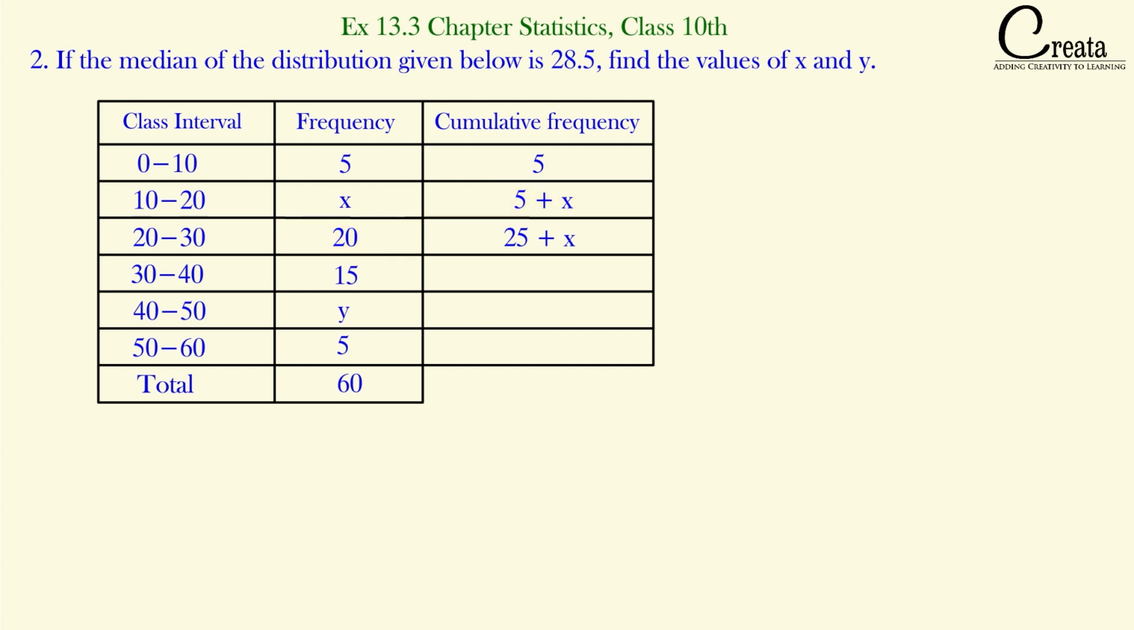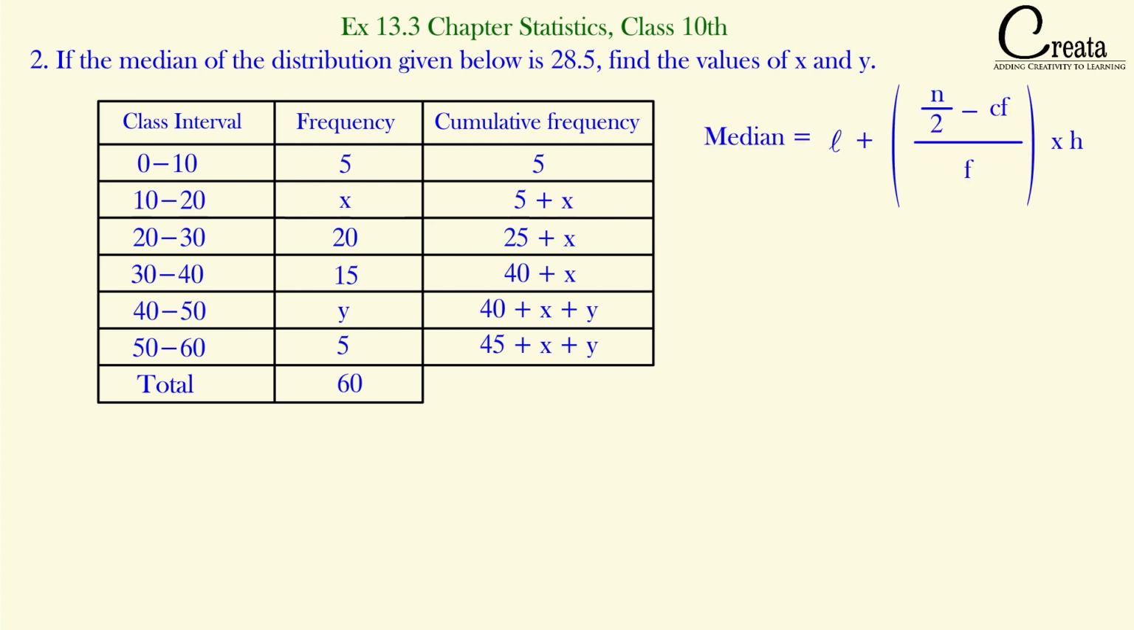Similarly, in the fourth row, we will add these two, which is 15 plus 25 plus x, which is 40 plus x. In the fifth row, we will add y plus 40 plus x, which is 40 plus x plus y. Further, here we will add these two cells, which is 45 plus x plus y. We got the complete table related to the cumulative frequency.